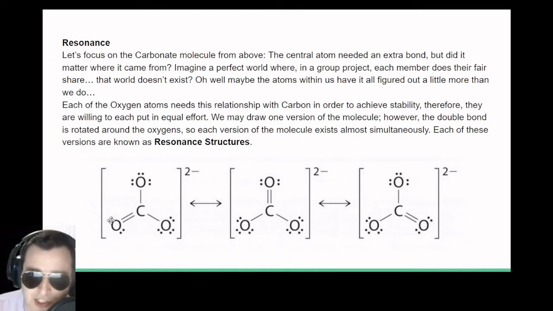It's like this oxygen down here in the bottom left says, hey guys, listen, I really want to make this relationship work. I'm happy. I know we're all happy, but I want to stay happy. And I'm feeling a little exhausted.